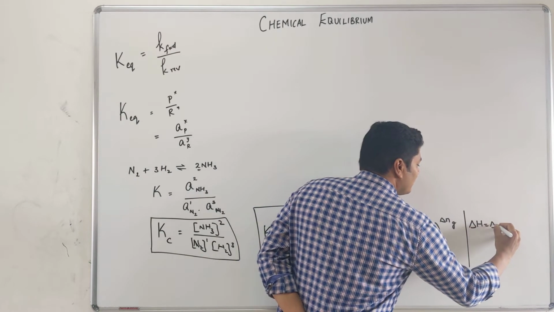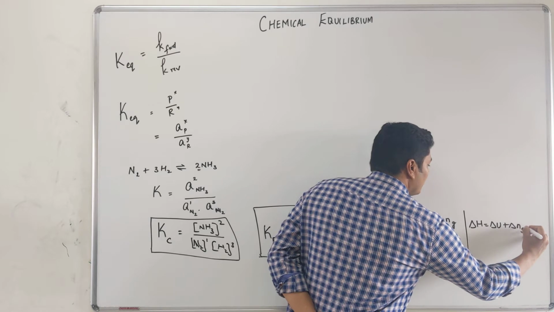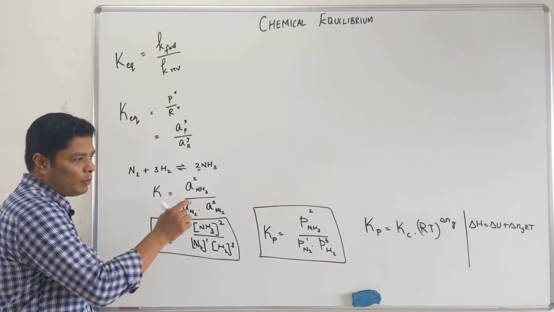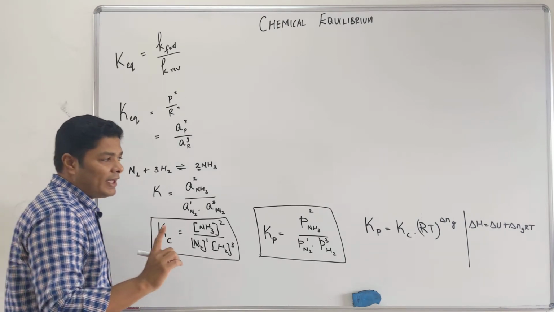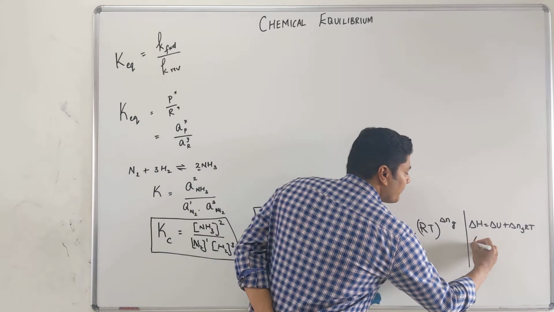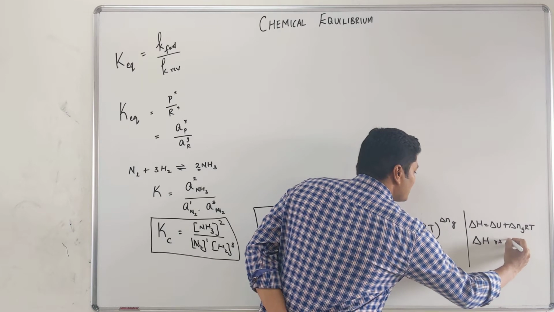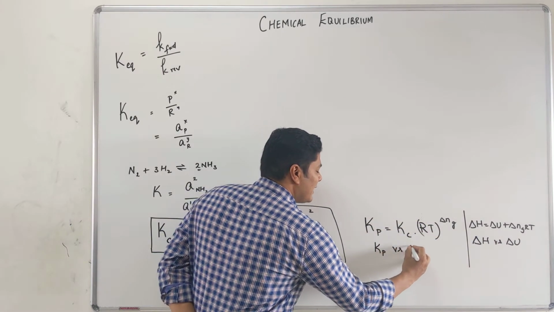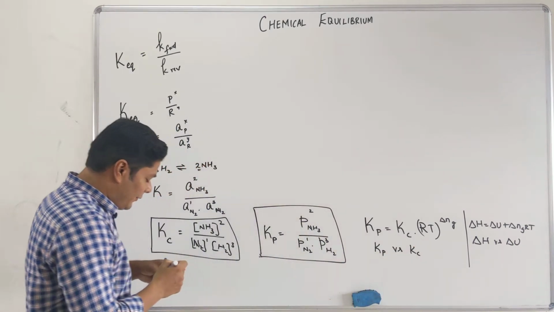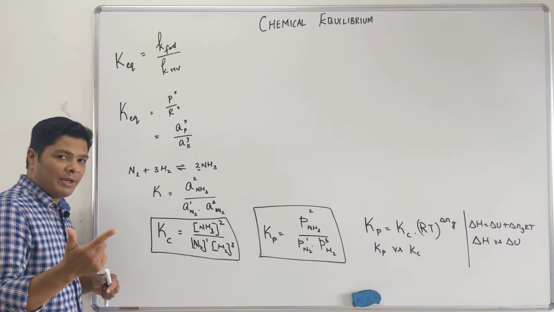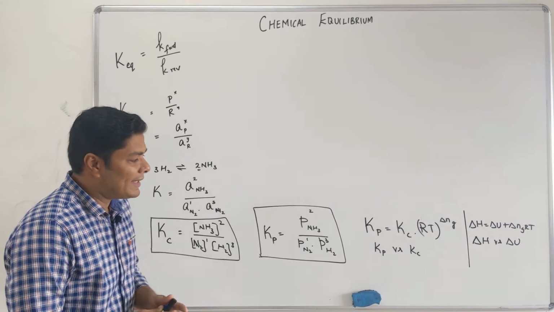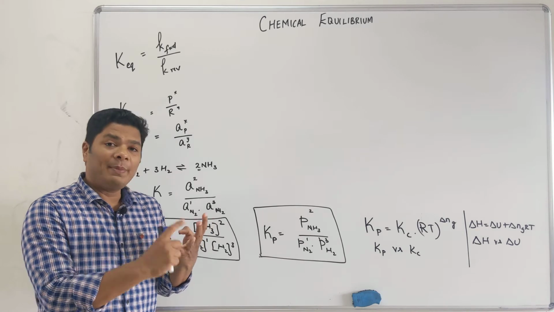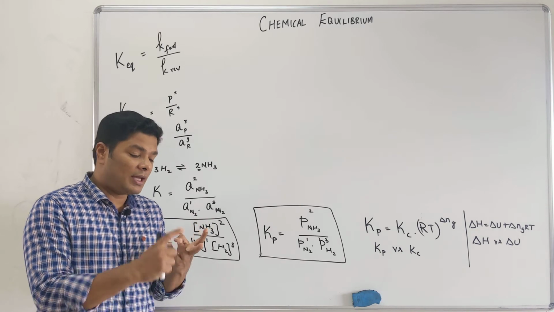Del H equals del U plus del Ng RT. Here the relationship is a little bit different, both of them deal with del Ng. Now there I told you the pattern of question is del H versus del U. In equilibrium they will ask you pattern of question Kp versus Kc, meaning they can give you 4 different options, alpha, beta, Charlie, delta, 1, 2, 3, 4, and they can ask you in which among the 4 Kp is greater than Kc or Kp is less than Kc, or in which among the 4 Kp equals Kc.